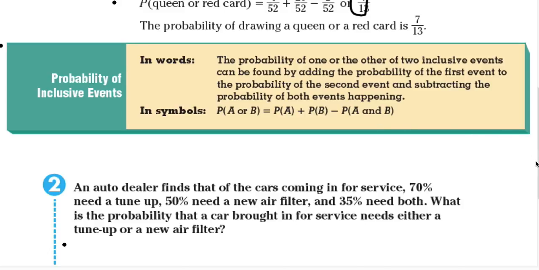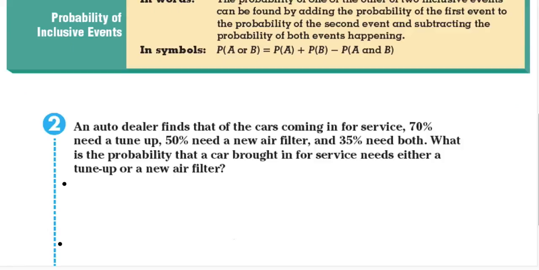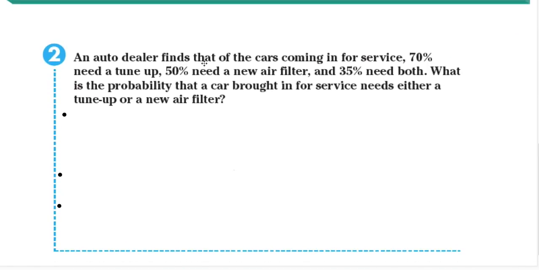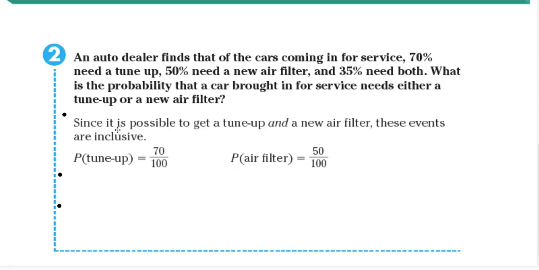Okay, let's take a look at this example because this will make it more concrete for you. An auto dealer finds that of the cars coming in for service, 70% need a tune-up, 50% need a new air filter and 35% need both. What is the probability that the car brought in for service needs either a tune-up or a new air filter? Remember, this is a good example of an inclusive event because both of these things can happen at the same time. A car can come in needing a tune-up and a new air filter. So since it is possible to get a tune-up and a new air filter, these events are inclusive.